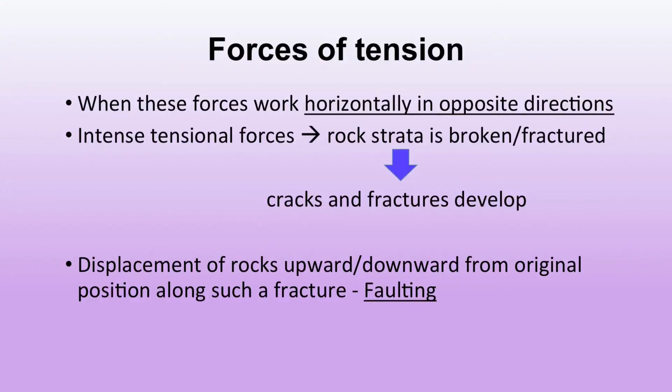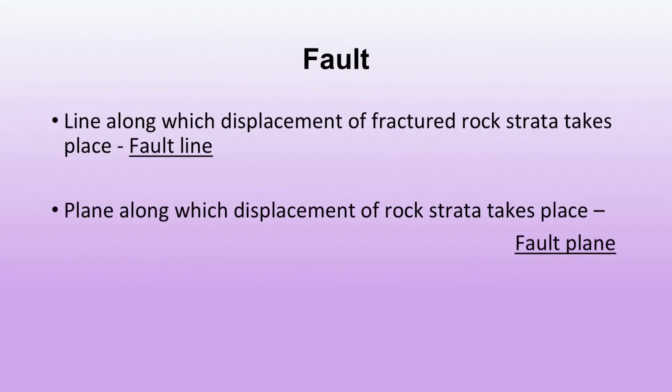Intense tensional force results in breaking of rock strata, which results in fracturing, and so cracks and fractures develop. There is displacement of rock upward or downward from the original position along this fracture, and this is known as faulting. A fault is a line along which displacement of fractured rock strata takes place. The line along which displacement takes place is known as the fault line, and the plane along which the displacement takes place is known as the fault plane.